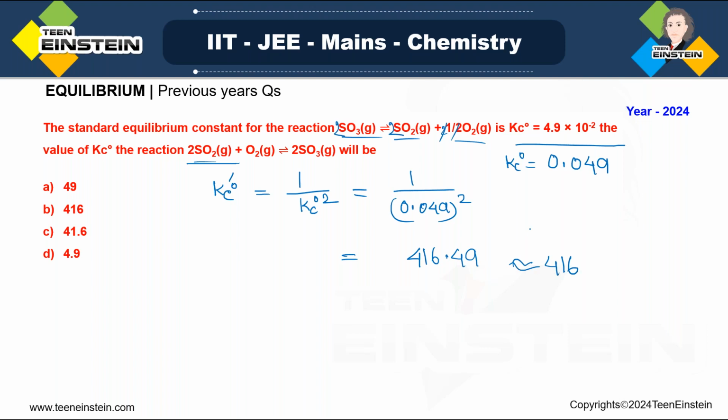Okay. So in this way, first you have to understand the difference between these two equations, how you can get the new equilibrium constant. That is, you have to find the relationship between the new equilibrium constant, this is the new one, and the old one. Once you know that, as the numerical value of the old one is already given, you can easily find the numerical value for the new equilibrium constant. So option B is the correct option.